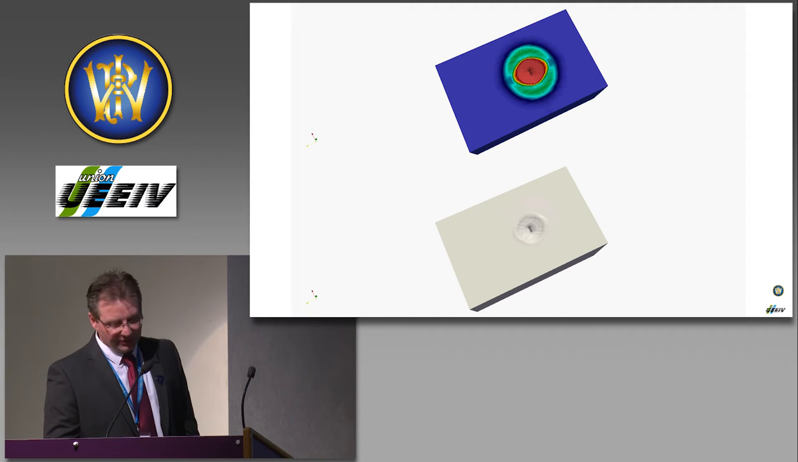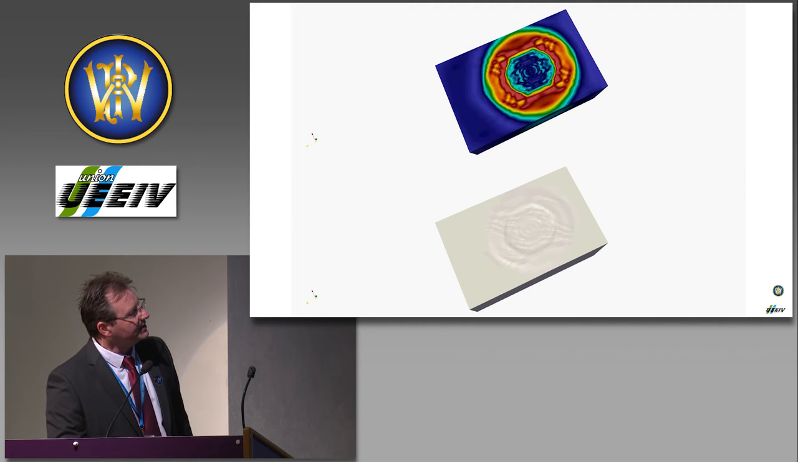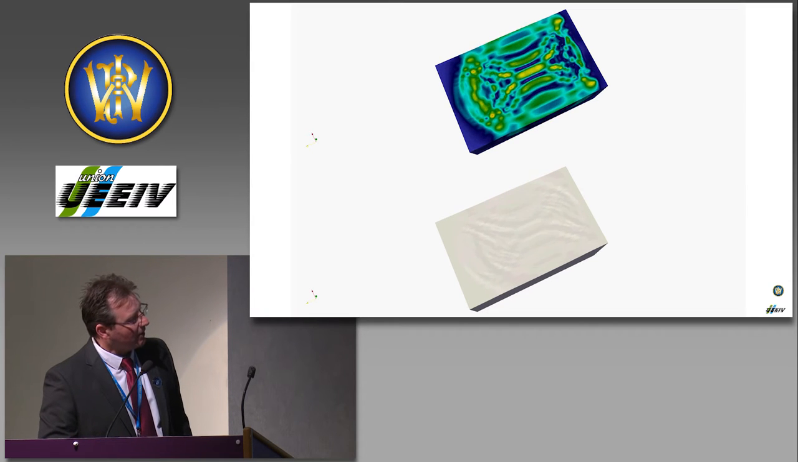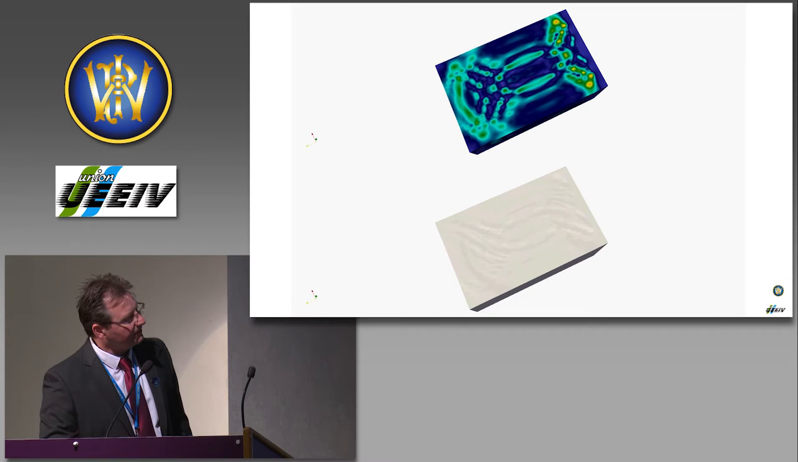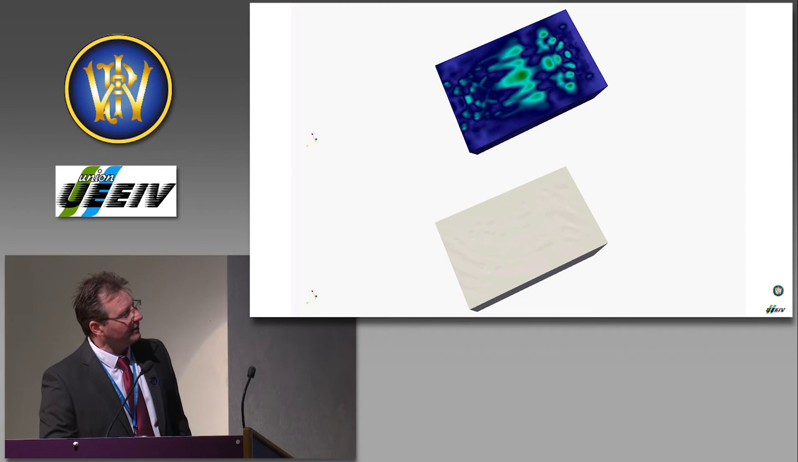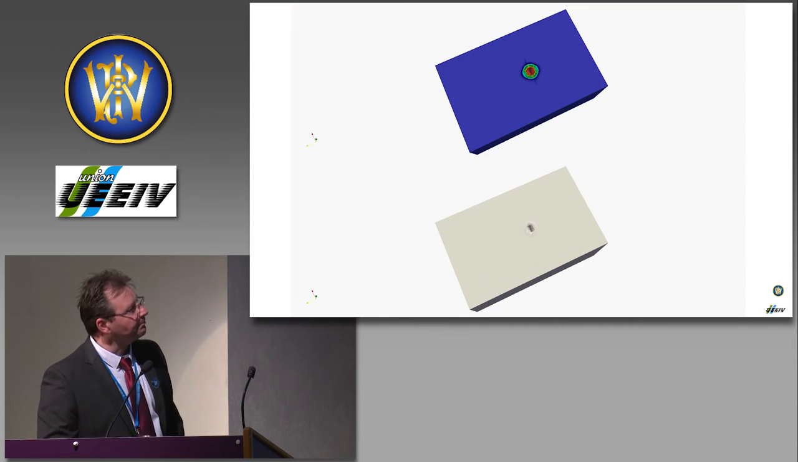Here is the generation of the Rayleigh wave coming through. And what you can see here, this is the Rayleigh wave front moving through. And you can see it quite clearly here as well. But you can also see there's a bit of reflection from the boundaries. But you can see the vibration pattern generated from the Rayleigh wave. And these are the vibration patterns after the wave has gone through.